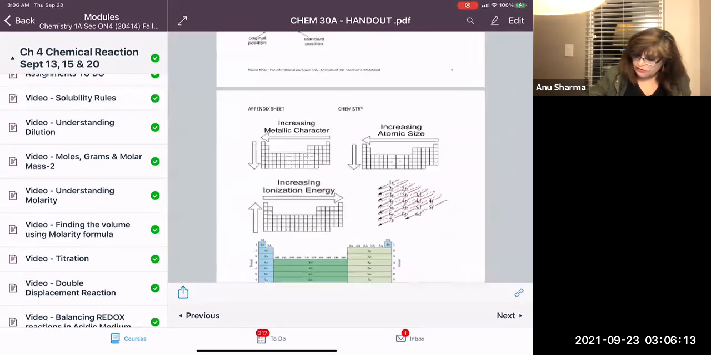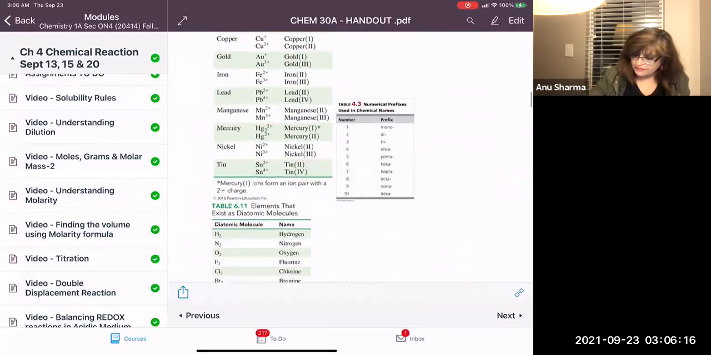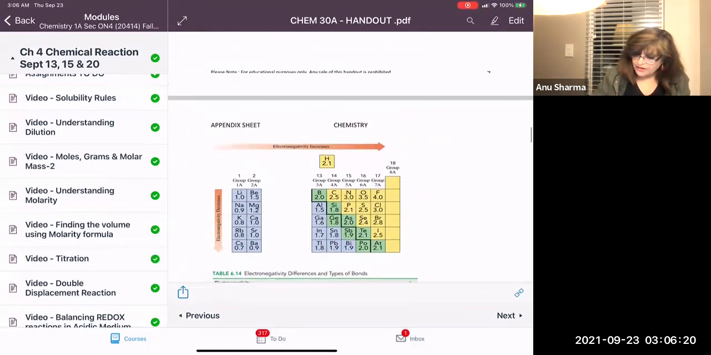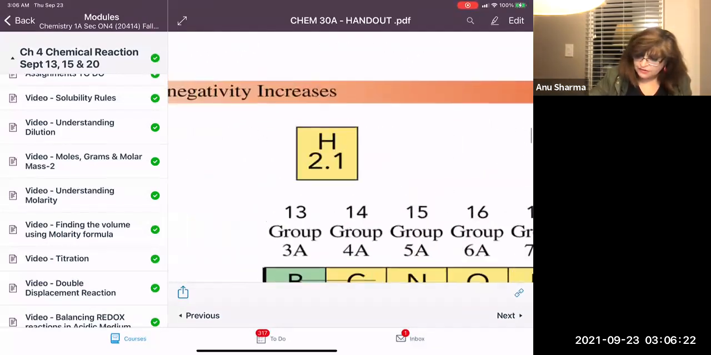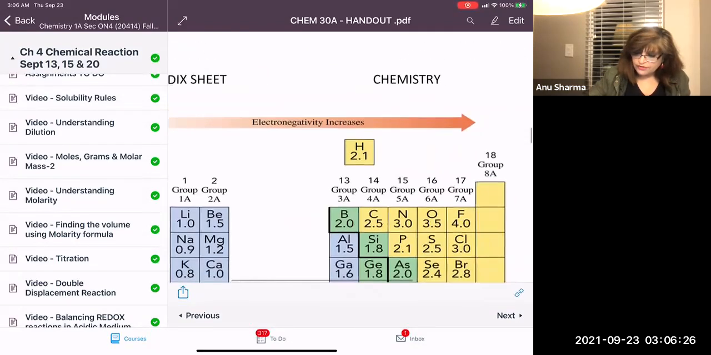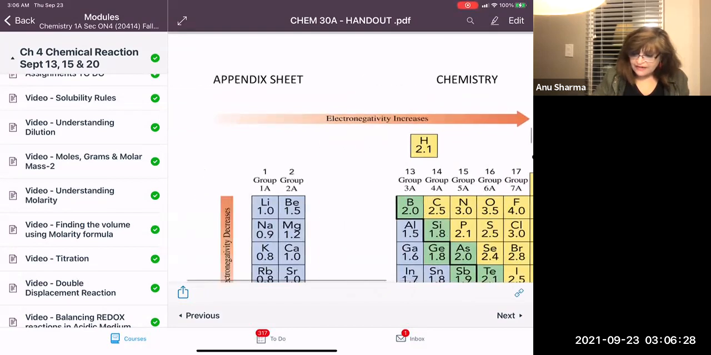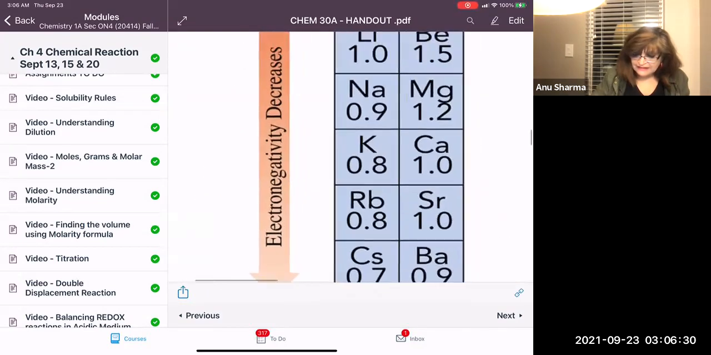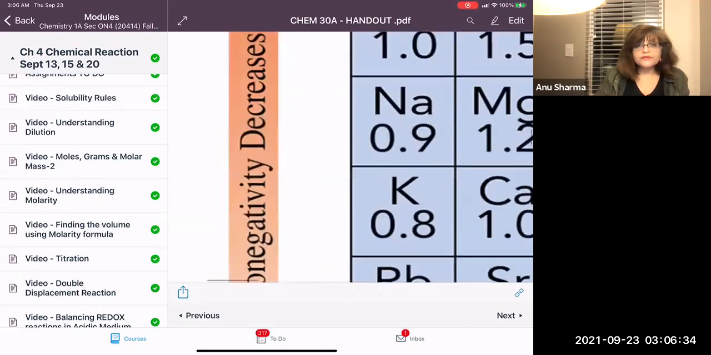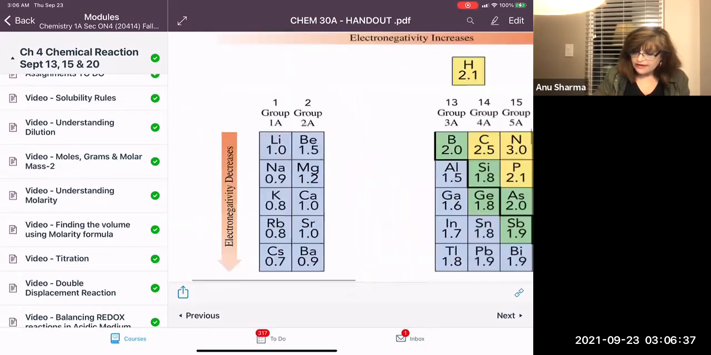You should just remember which elements are placed where. So this is the same thing. The electronegativity increases as you move from left to right, and electronegativity decreases as you go top down in the group. All right.